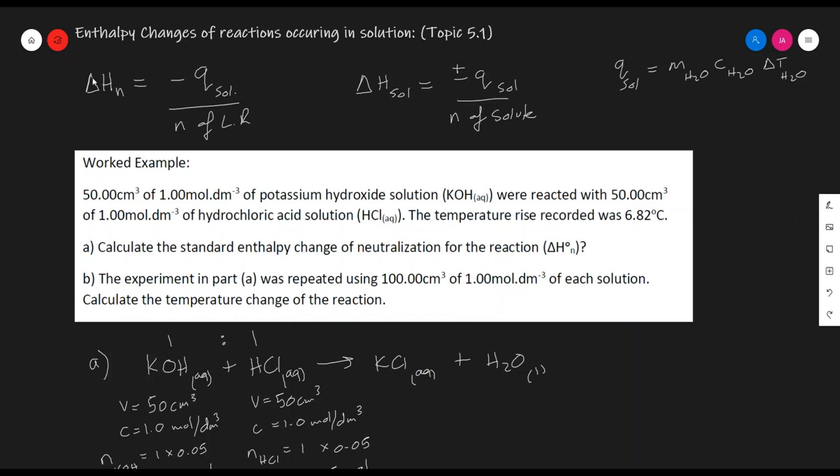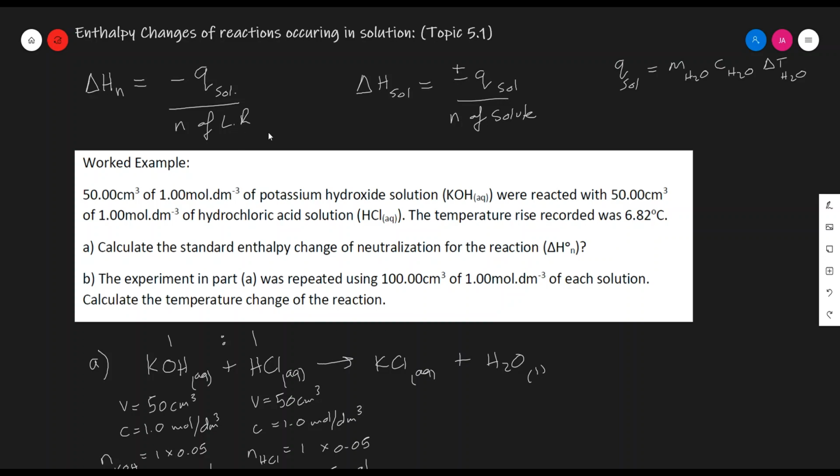First of all, we learned that the enthalpy change of neutralization of a reaction equals negative Q, since neutralization reactions are always exothermic. So it's negative Q, which is the heat released to the solution, divided by the moles of limiting reactants.